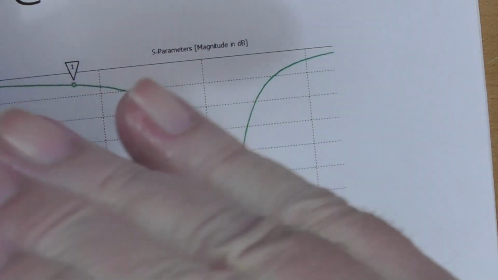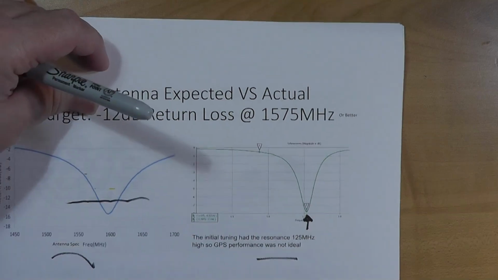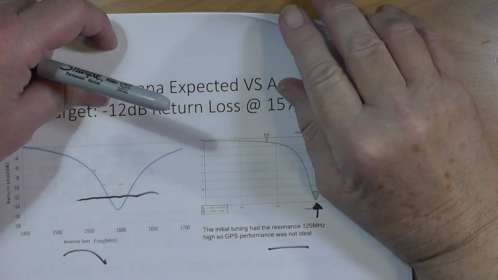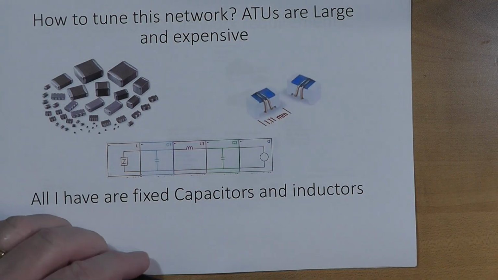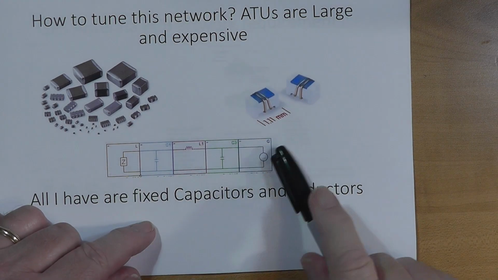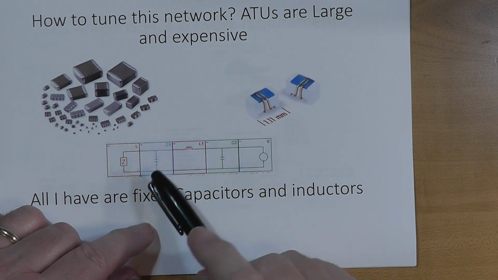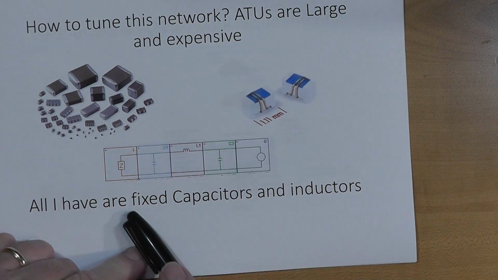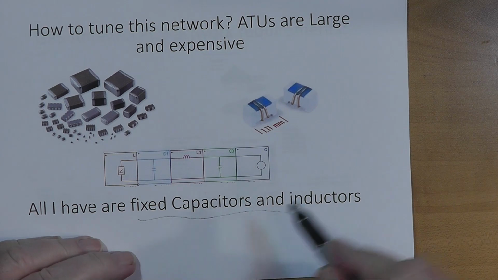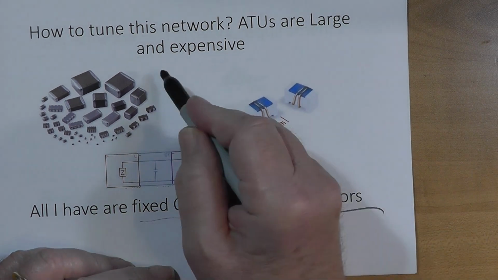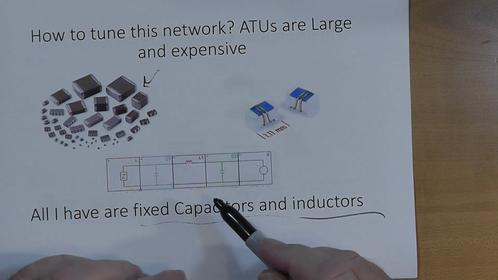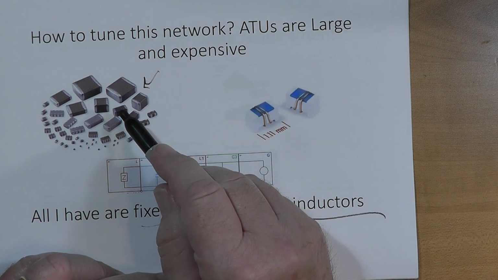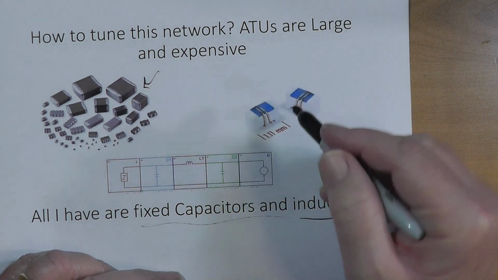Okay. Now, what he did was take some more measurements. His big question is he's got that short path between the antenna and the load, and all he has are fixed capacitors and inductors. This right here is an antenna tuner unit. They're large, they're expensive. He could have put a tuner in there and tuned that very short transmission line.